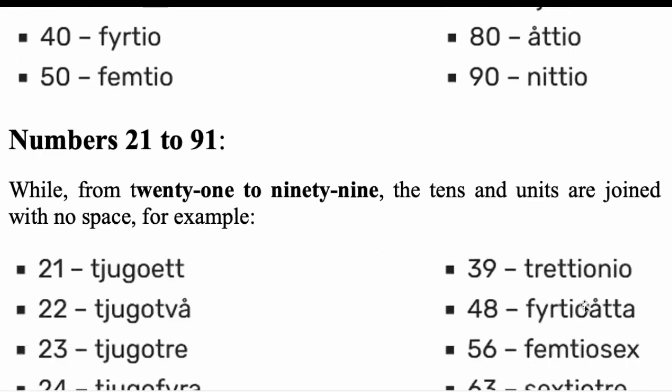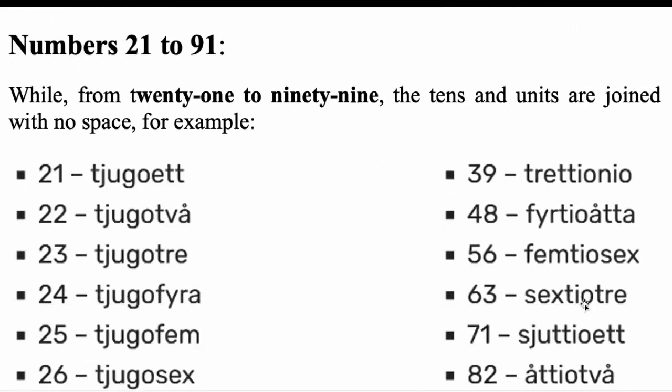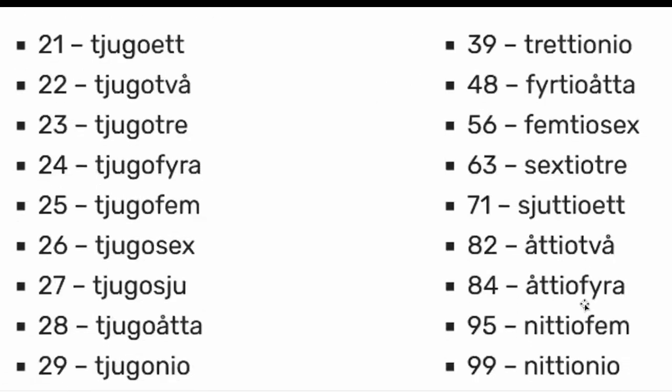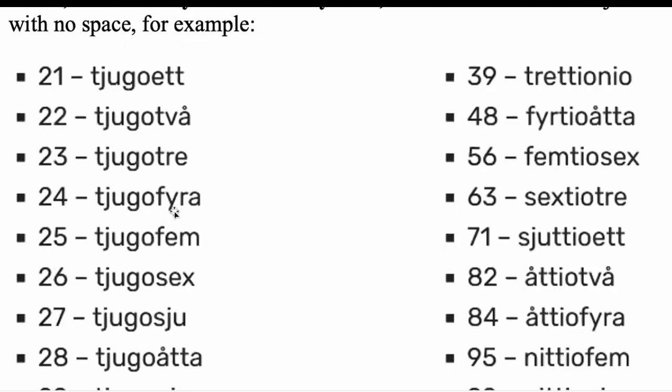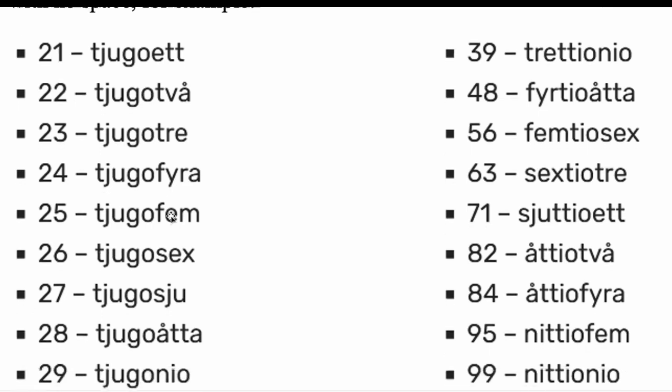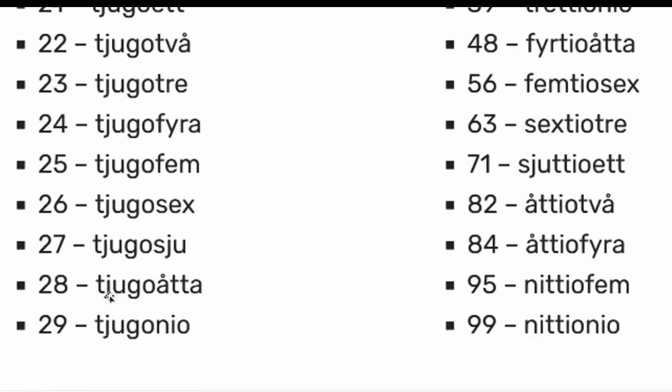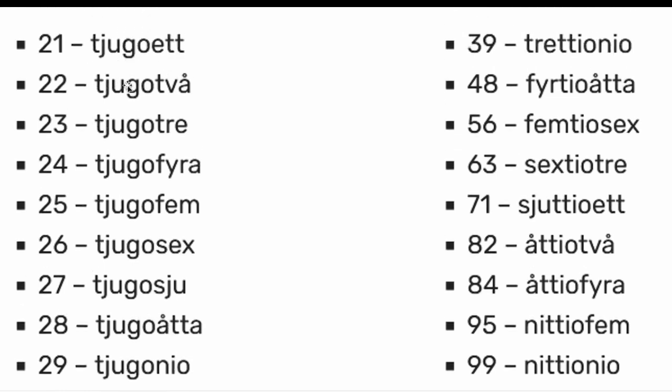Then we have numbers in between the decimals. From 21 to 29, you can check these combinations on the right. The first one is tjugo, and I just add 1 to 9 to it: tjugoett, tjugotvå, tjugotre, tjugofyra, tjugofem, tjugosex, tjugosju, tjugoåtta, tjugonio. Basically, I'm just adding 20 plus 1, 20 plus 2, the same digits we learned on the very first slide.